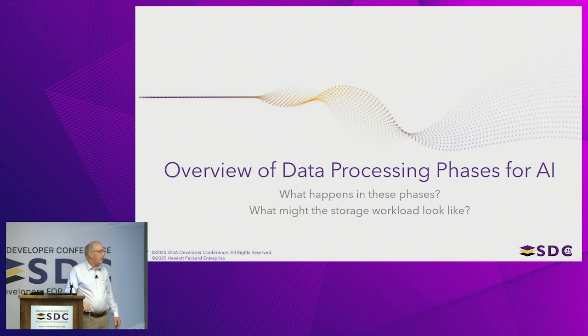So I wanted to take a look at an overview of the data processing phases for AI and think a little about what happens in these phases. What might the storage workload look like?